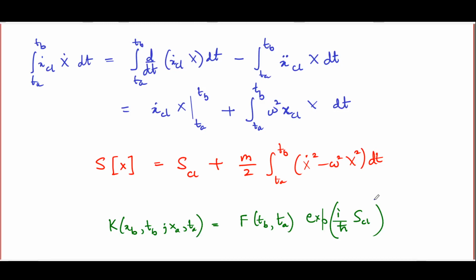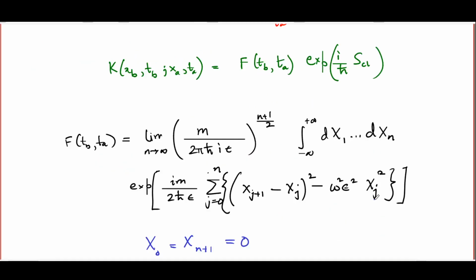That does not depend on the particular path followed, so that's an overall constant factor which comes out, times this normalization factor f of tb comma ta, which we will get by carrying out the discretized path integral version, but this time, instead of using (xj plus 1 minus xj by epsilon) whole square, you have to supplement that with a minus omega square capital xj square. So this is what f of tb comma ta will look like.